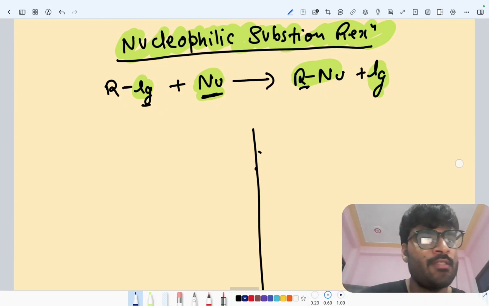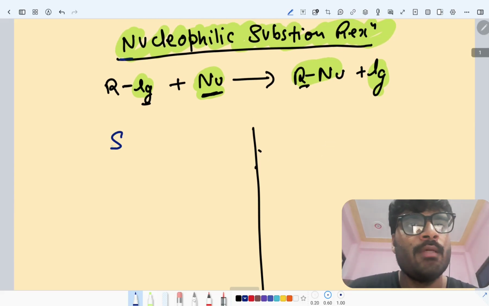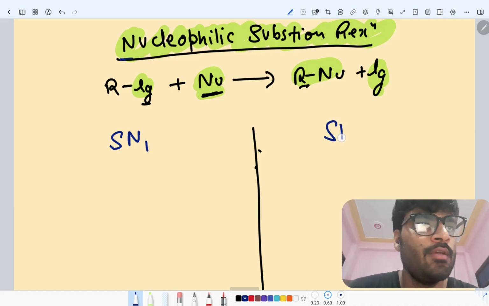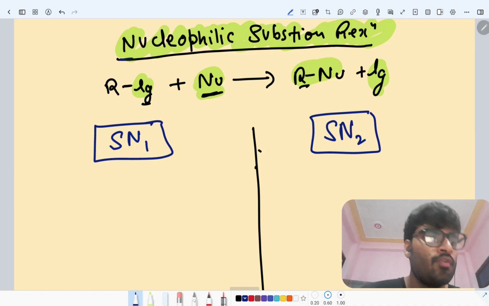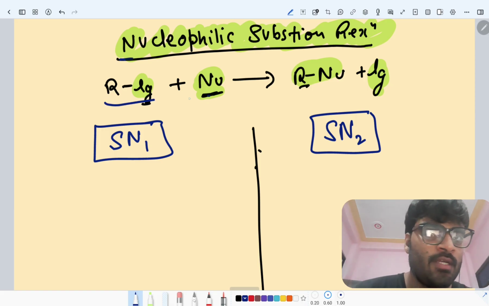Let's see the difference between SN1 and SN2 reactions. So we are going to study nucleophilic substitution reactions. As you can see, it can be of two types, SN1 and SN2 reactions. So what is a nucleophilic substitution reaction? When the nucleophile substitutes the leaving group and gets attached to the alkyl carbon, this is our substrate and this is our attacking nucleophile.